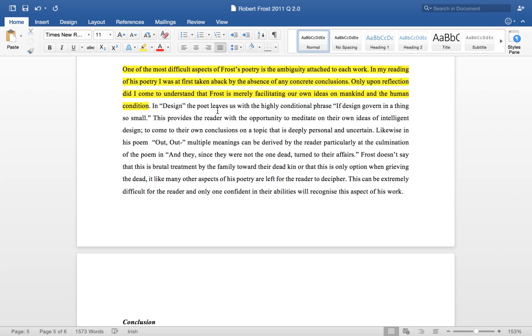In Design, the poet leaves us with a highly conditional phrase, "if design govern in a thing so small." This provides the reader with the opportunity to meditate on their own ideas of intelligent design, to come to their own conclusions on a topic that is deeply personal and uncertain. Likewise, in his poem Out, Out, multiple meanings can be derived by the reader, particularly at the culmination of the poem in "and they, since they were not the one dead, turned to their affairs." So here is the quotation part of my paragraph.